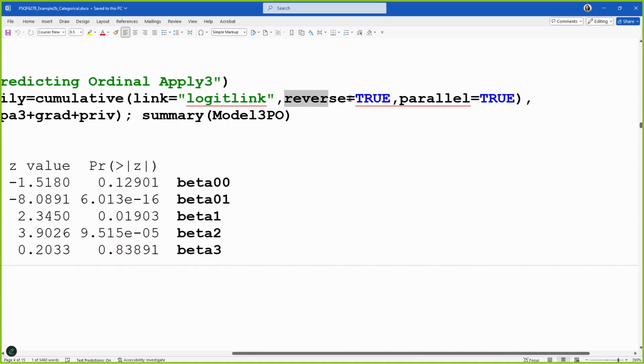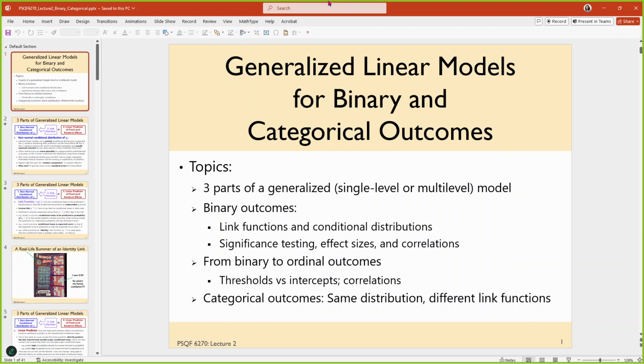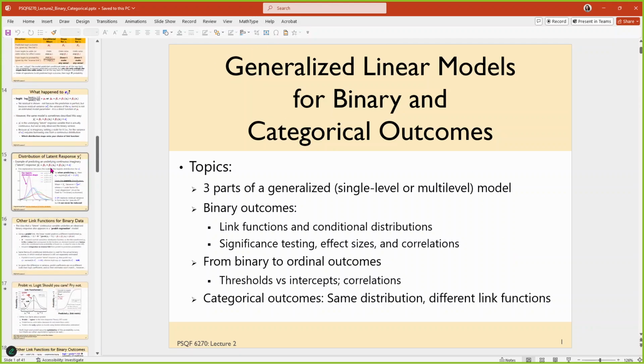Reverse equals true. Do you remember what that does? Sum from here to the left. Yeah, it gives you intercepts instead of thresholds. Do you remember the difference? No. Threshold is the inverse of the, sorry. The proportion or the probability of 0. That's right. Intercept is the probability of 1.